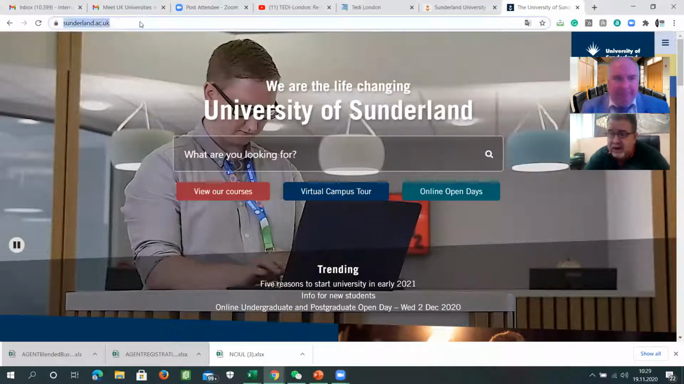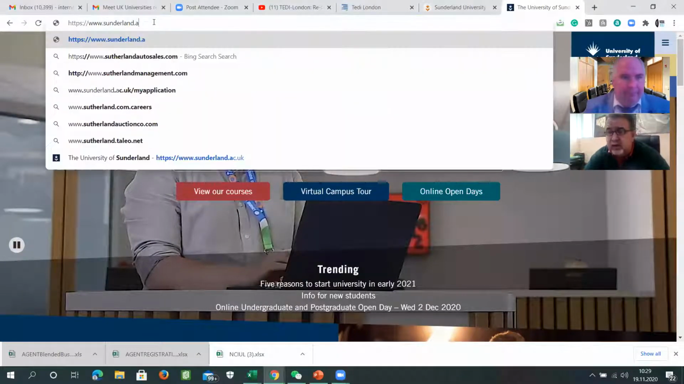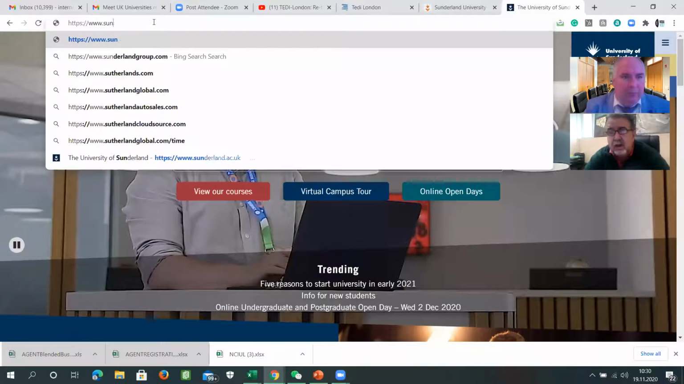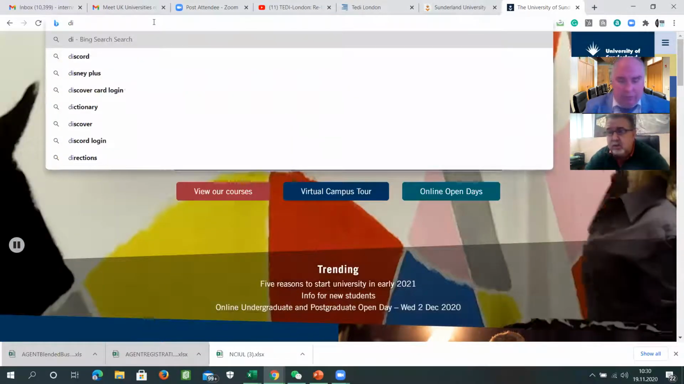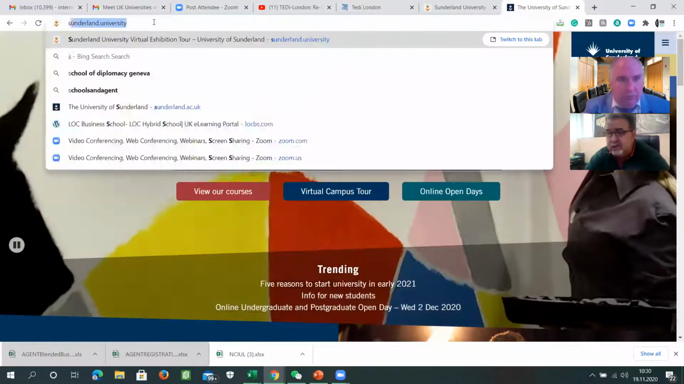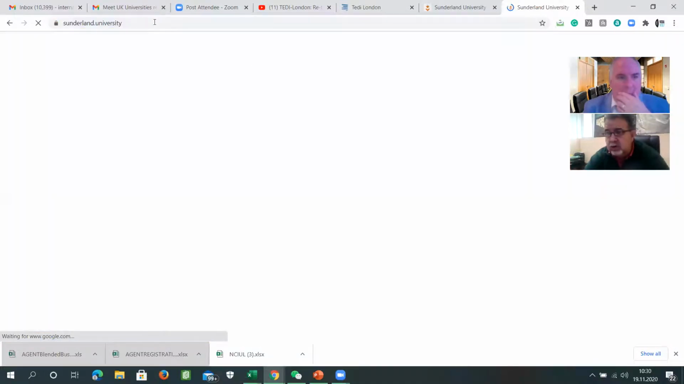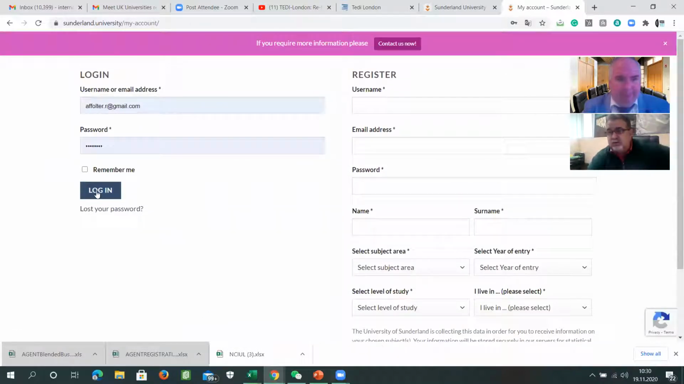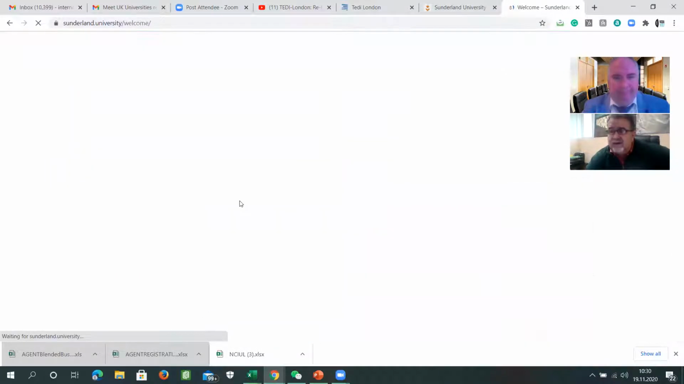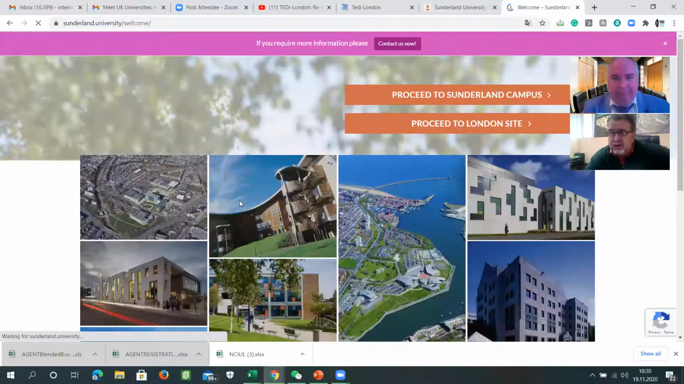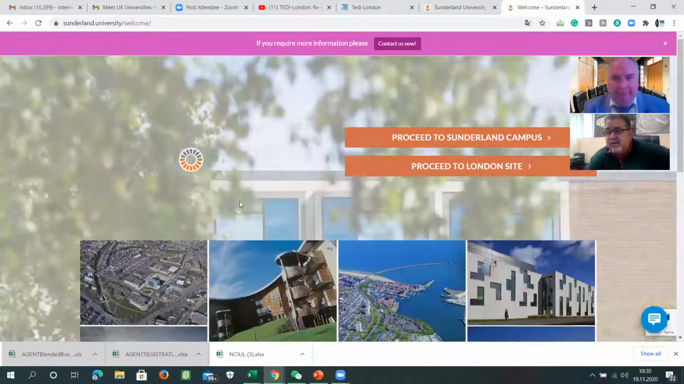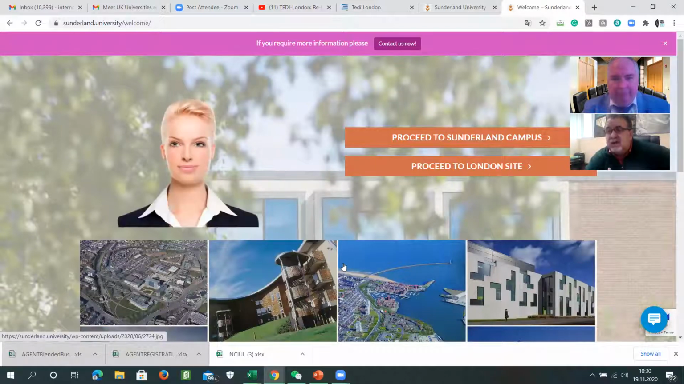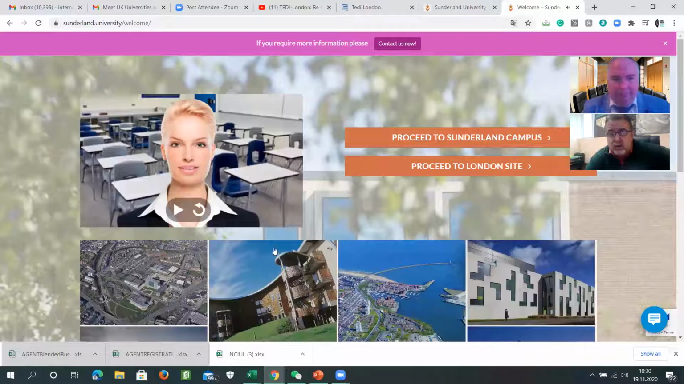And then we have another one that we created, like a virtual fair, which is sunderland.university, right? Very easy to remember, sunderland.university, that's it. No .coms, no nothings. And it's a virtual exhibition, and very quickly you can visit graphically, more or less. You can visit the campus, the London campus, the Sunderland campus, right? You can see the faculties, you can see the courses.